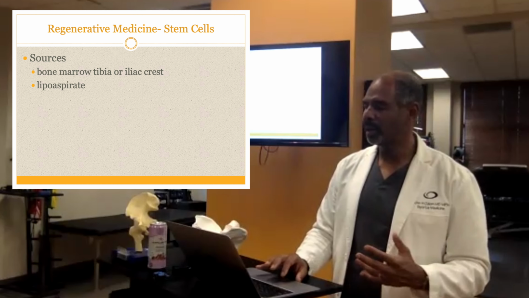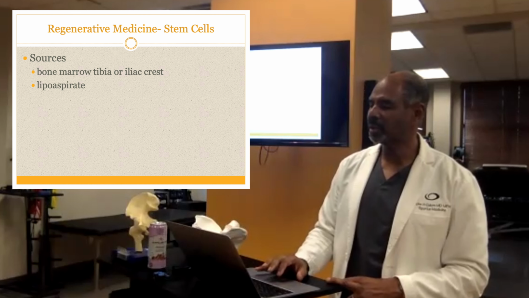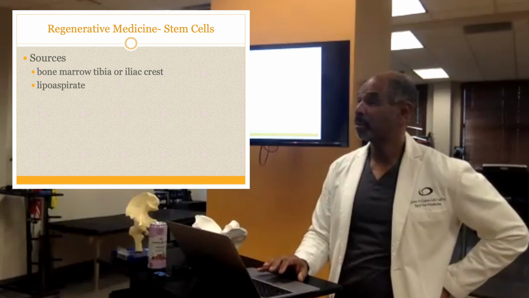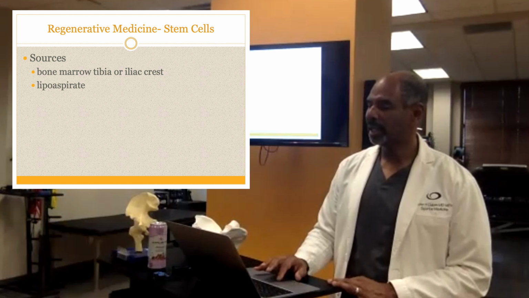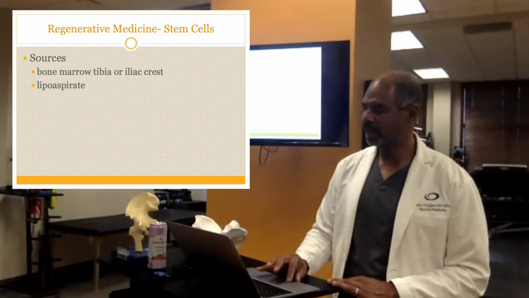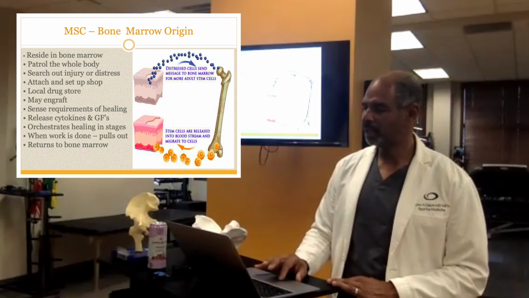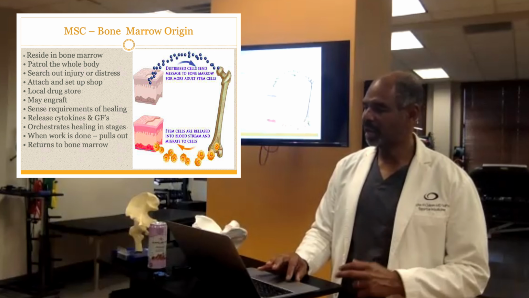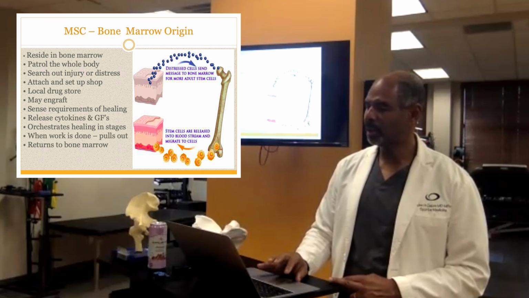When we do MSC extraction or harvest, we take them from patients in two ways: from their bone marrow and iliac crest, or lipoaspirates from the adipose, so the love handles. We have these stem cells within our own bone marrow.